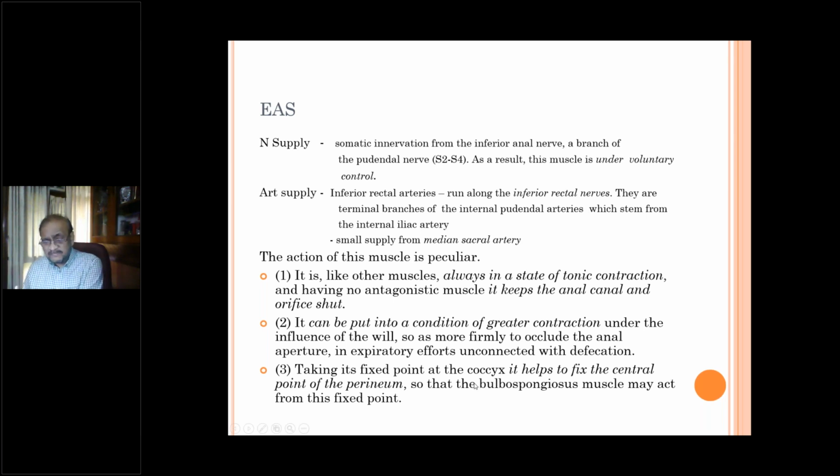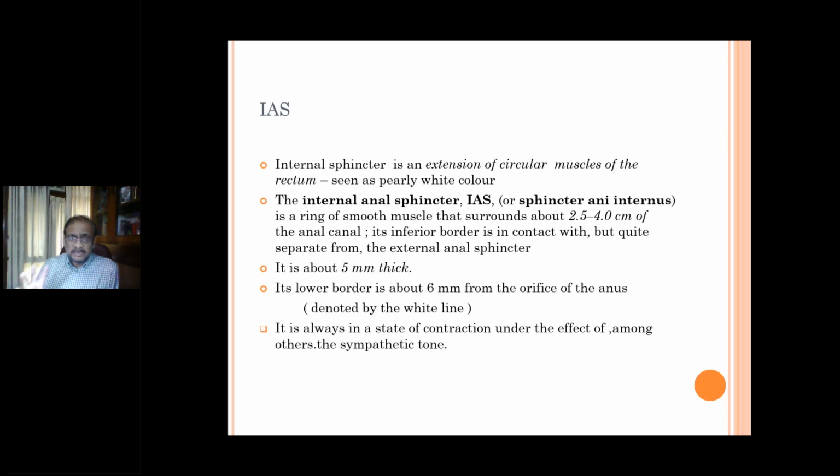So anococcygeal raphe is the fixed point. So anteriorly, it is going to fix the central perineum for you, so that the bulbospongiosus muscle may act from this fixed point. So it fixes the perineum, the anterior perineum. So it has, number one, the effect of keeping a tonic contraction. It is under the effect of the willpower to keep it so. And number two, it helps in fixing the anterior part, which is the perineum, so that the muscles lying further anteriorly have a fixed point to act from on this particular side.